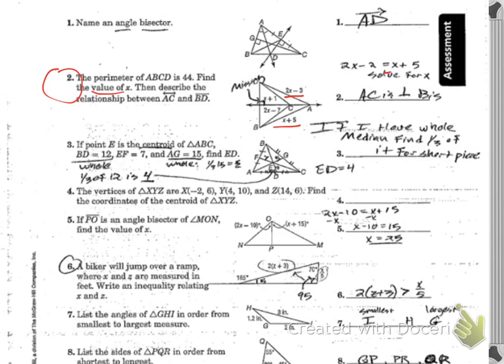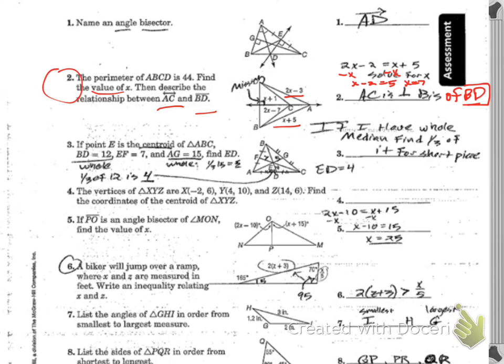But the biggest thing would be subtracting x from both sides. And then you'd have x minus 2 equals 5, and then add 2 to both sides. So you should get x equals 7. And then AC is a perpendicular bisector. That's the last question. It says describe the relationship between AC and BD. AC is the perpendicular bisector of BD. That's the relationship between those two.